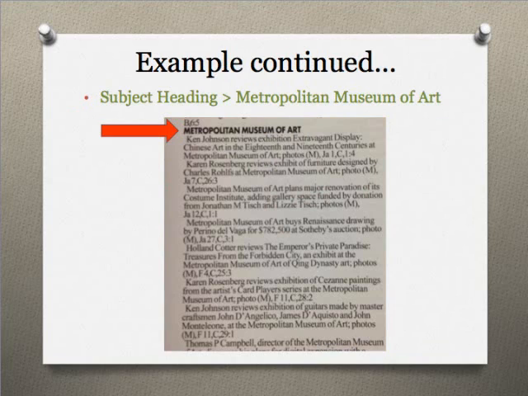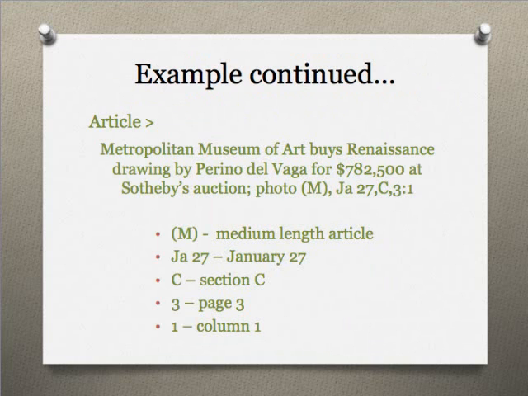Since the index is arranged alphabetically, it's easy to locate your particular subject, as in our example, the Metropolitan Museum of Art. Depending on your subject, there will be one article or many articles. Notice that each article contains the abstract and information about length, date, section, page, and column. Let's choose an article. Looking at our article, we can see the abstract, and we see that this article has a photo associated with it.